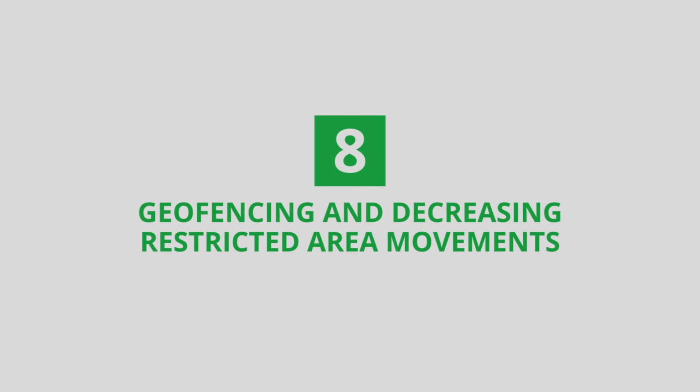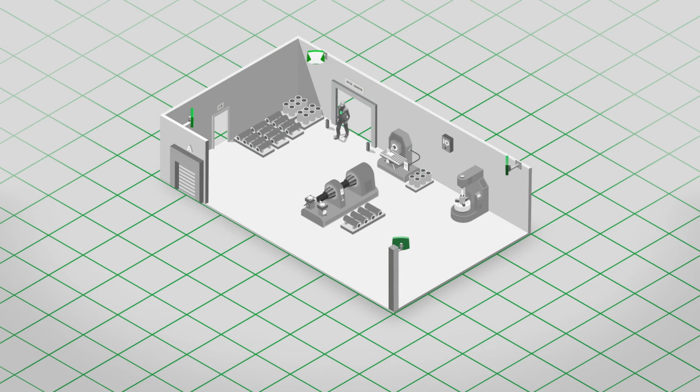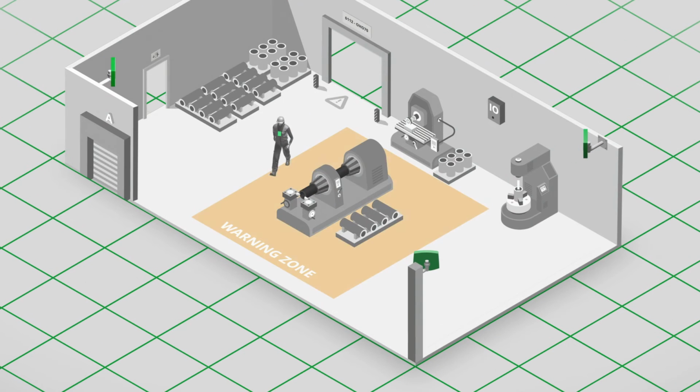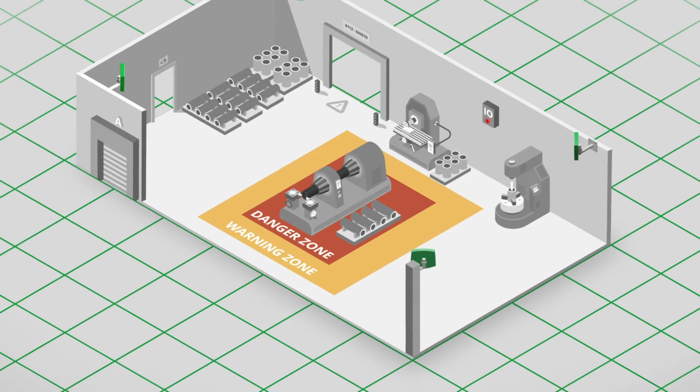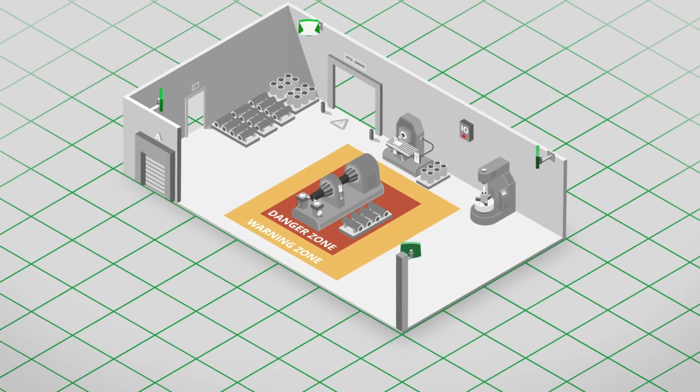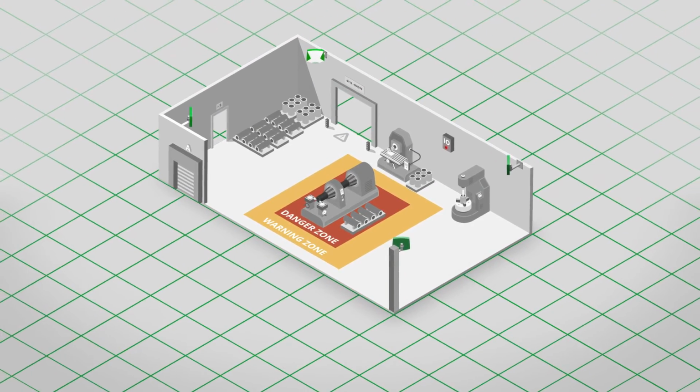Automate enforcement of restricted area rules. By using geofencing to set an unlimited number of virtual zones around your facility, you can enable the automatic triggering of a desired response when a tracked tag enters or leaves a zone.